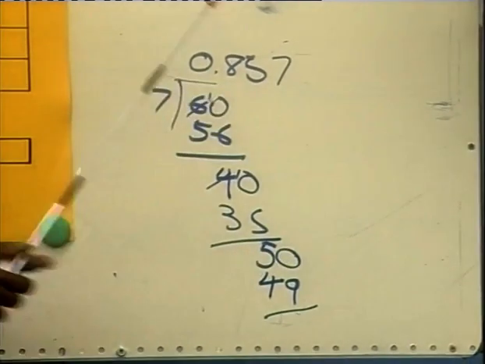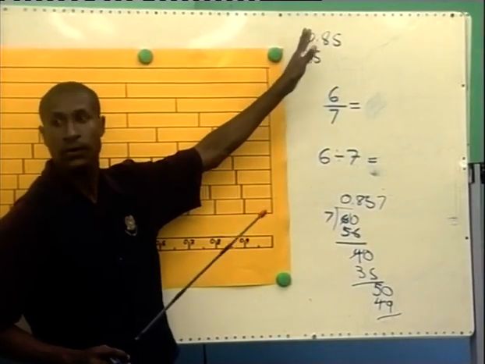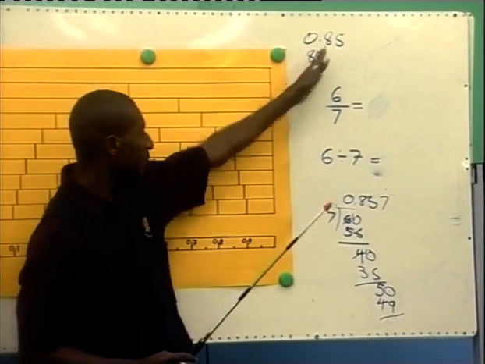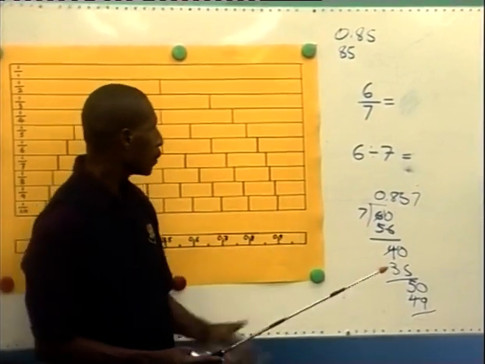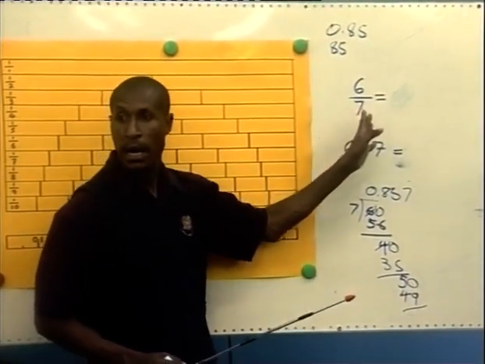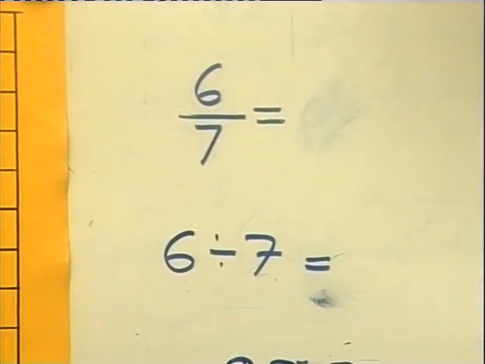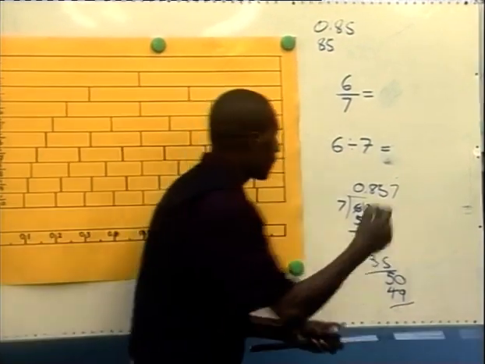So what this group has given, 0.85, is still correct because they have given the answer to 2 decimal places. So 6 over 7 in decimal, approximately, is 0.85.